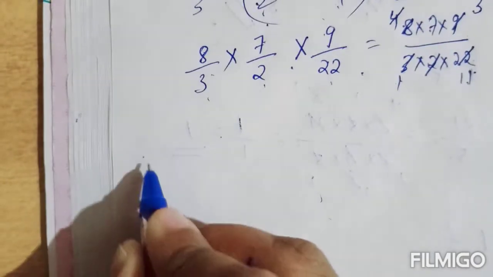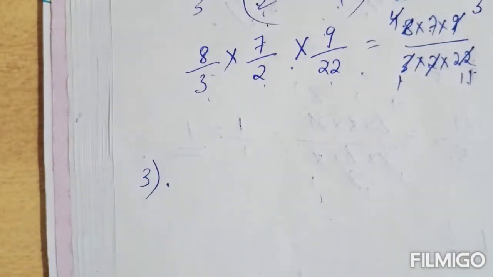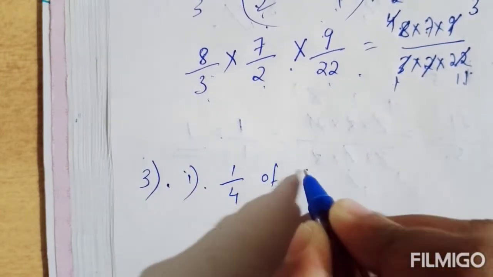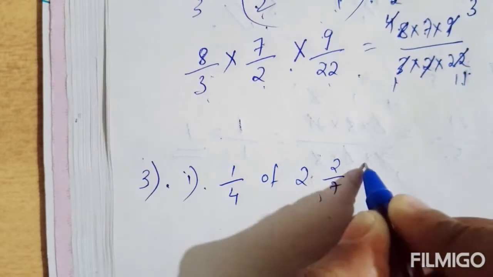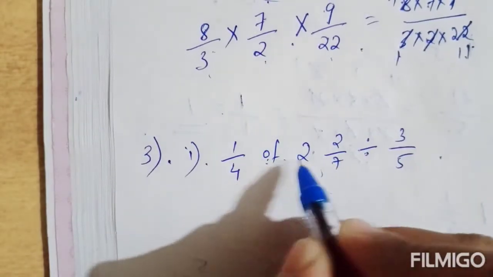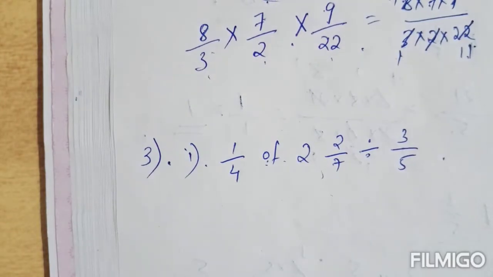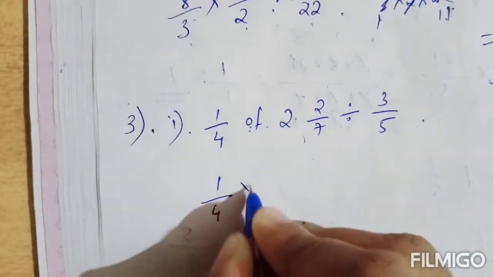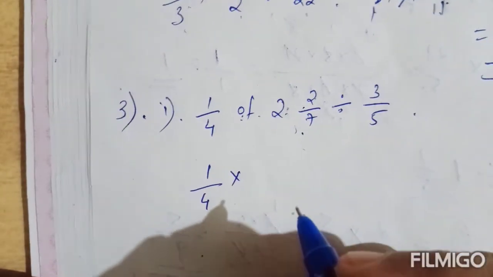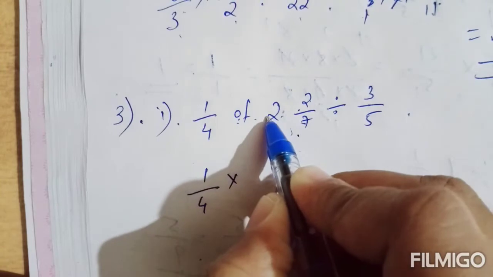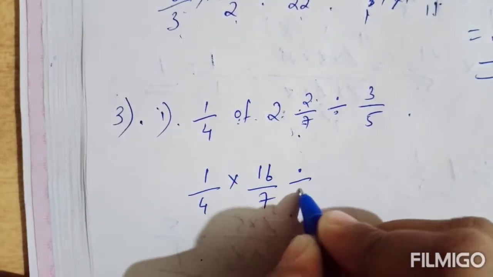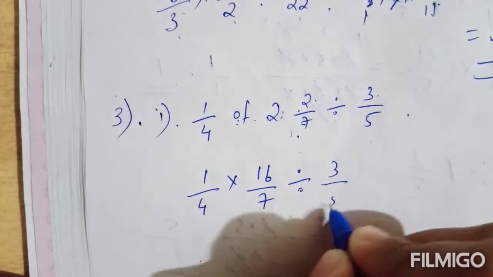Next, third question. Third question, simplify. In the first one, 1/4 of 2 2/7 divided by 3/5. I told you "of" means multiplication only. So 1/4 into 2 2/7. We can convert that to an improper fraction: 7 into 2 is 14, 14 plus 2 is 16, so 16/7 divided by 3/5.